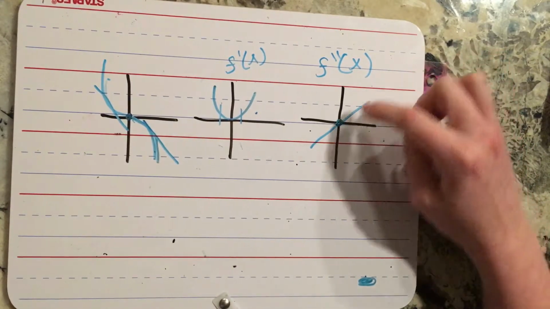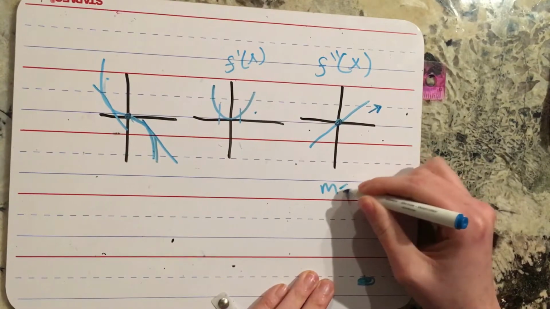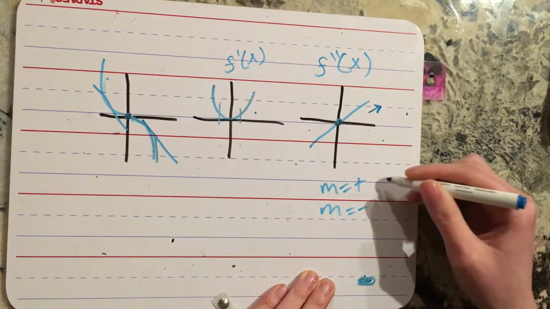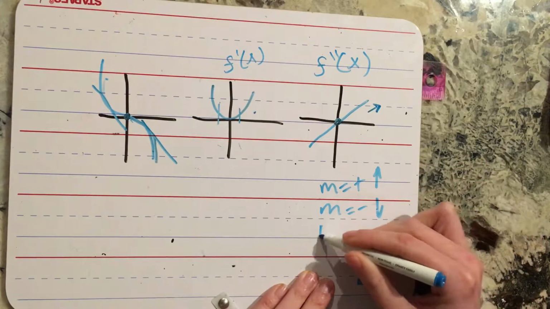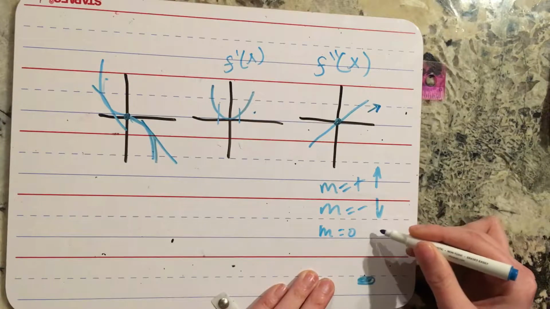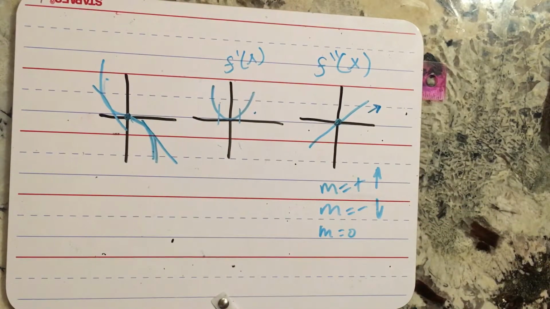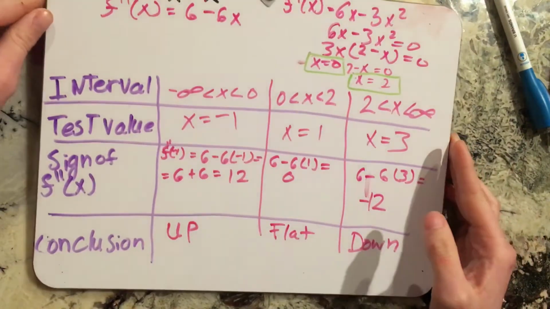And this line right here, its slope, m being positive or m being negative, will tell us if it's up or down. If m equals 0, it's either going to be flat or the test doesn't work there. So that's what we know from here. Okay, so flipping back to our problem.